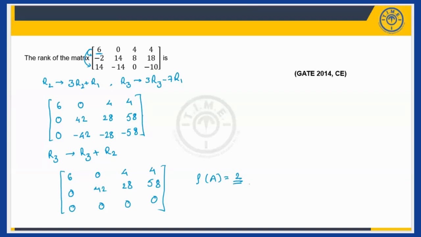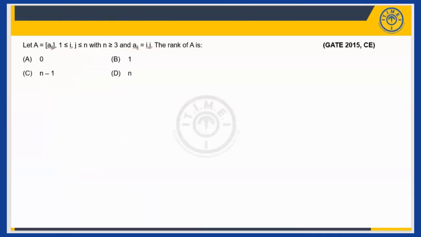Now again, let A = [Aij], where 1 ≤ i ≤ j ≤ n, with n greater than or equal to 3. That means the order of the matrix should be at least 3, and Aij = i × j. Then the rank of the matrix is?